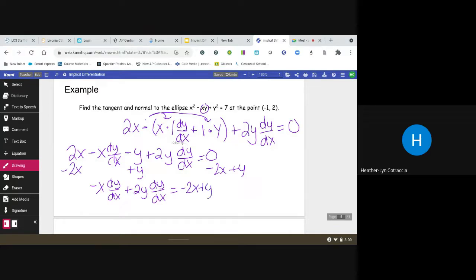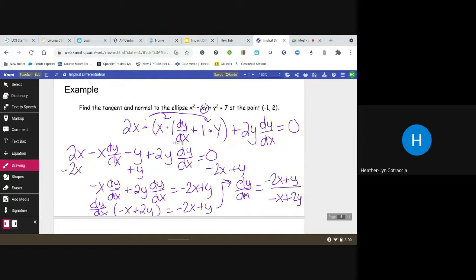Now I'm going to use GCF and factor out a dy/dx. So that leaves me with dy/dx times negative x plus 2y, equals negative 2x plus y. And then the very last thing that I have to do is just get dy/dx by itself by dividing that over. So I've got dy/dx equals negative 2x plus y, and then on the right, we're going to divide over that negative x plus 2y.